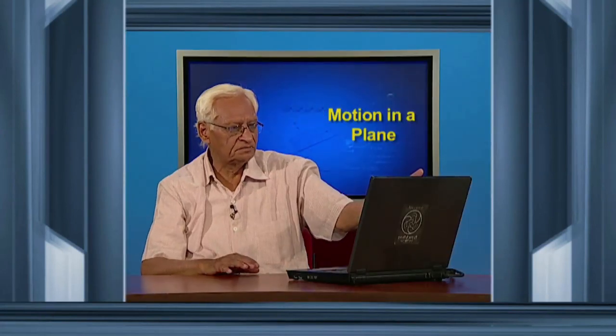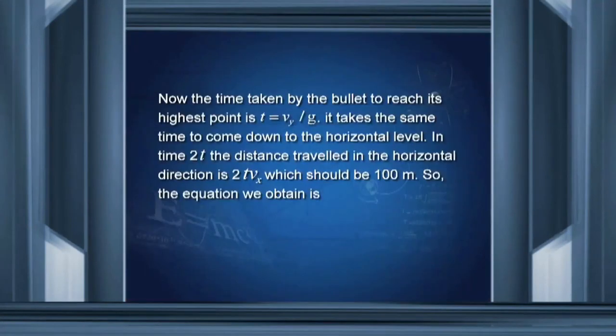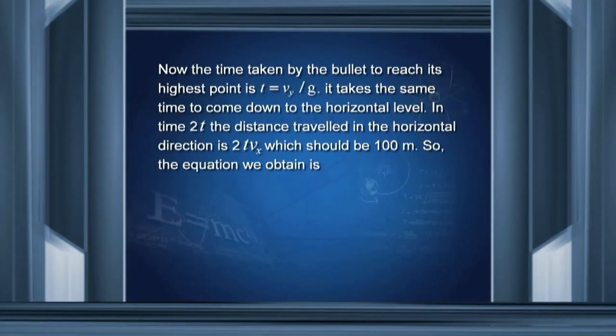So, let us go step by step. Now, the time taken by the bullet to reach its highest point is Vy by g. It takes the same time to come down. So, the time taken is 2t, which is 2 Vy by g, and in that time the distance covered horizontally would be 2t times Vx, which is the range we have found earlier. Therefore, we get the equation 2 into 100 sin theta into 100 cos theta divided by 10, which is g, equal to 100. From this, we find what the angle theta would be. We find that theta would be in this case 2.85 degrees.